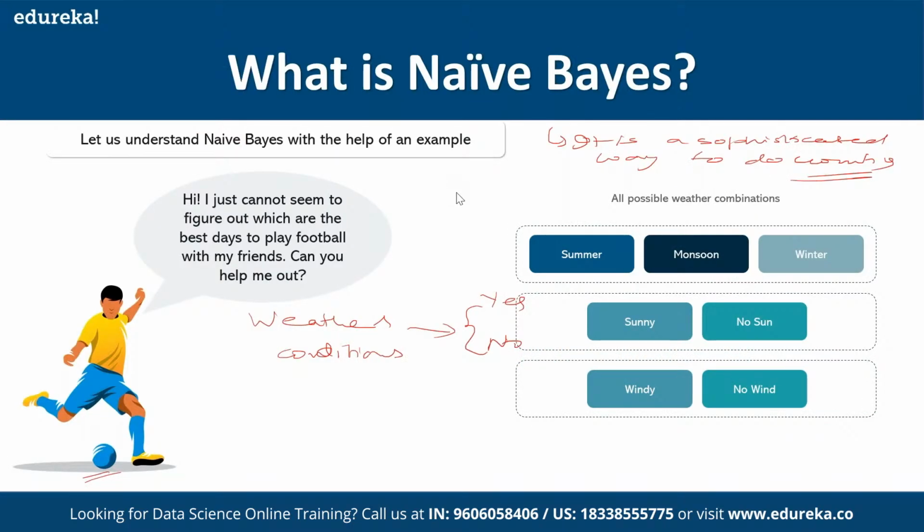Okay, you have been given an input of weather conditions today. Based on those weather conditions, you have to say whether it is a good time to play football or not. And the other key takeaway I told you was that Naive Bayes is a very simple machine learning algorithm, which is nothing but a sophisticated way to do counting. Let us understand it very simply.